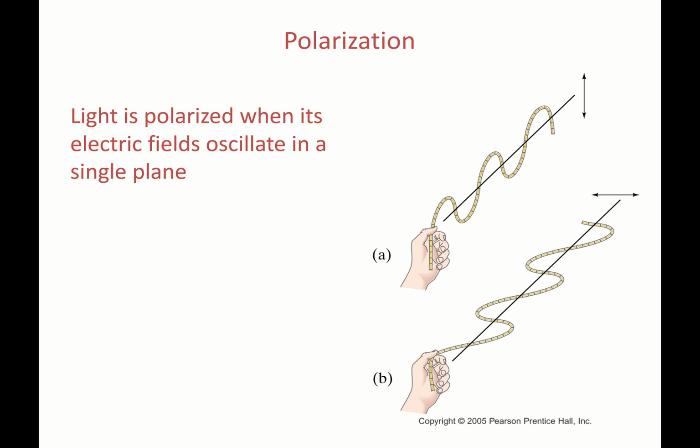So today we're going to talk about the polarization of light. Light is polarized when the electric fields oscillate in a single plane. So we're talking about the direction that the electric field is oscillating. In the picture below, you can see someone moving a rope in a polarized manner. The electric field could be vertically polarized or horizontally polarized, as is shown in the picture.